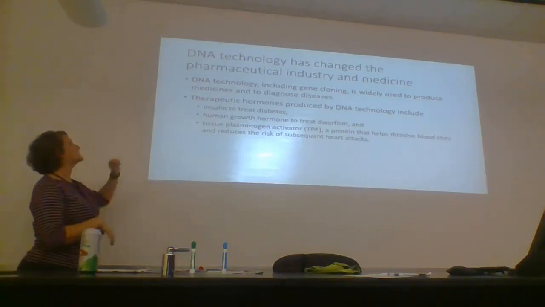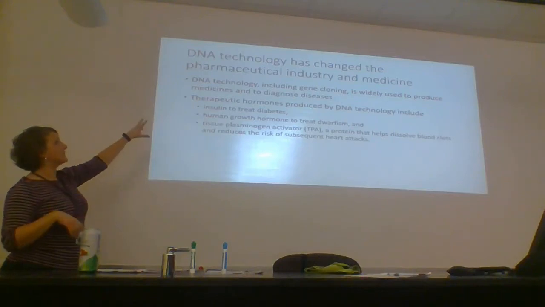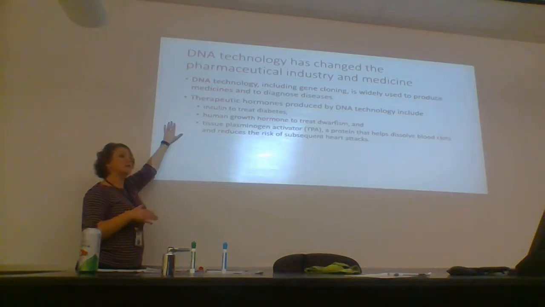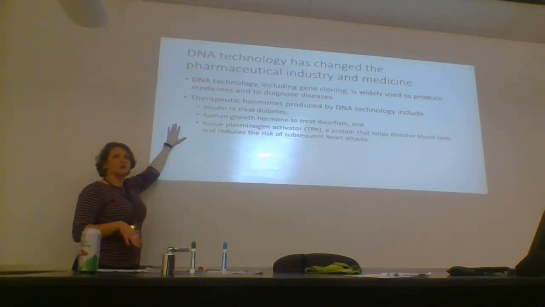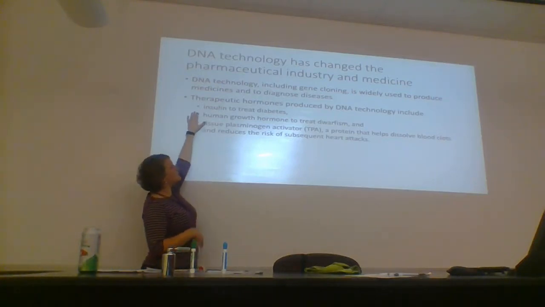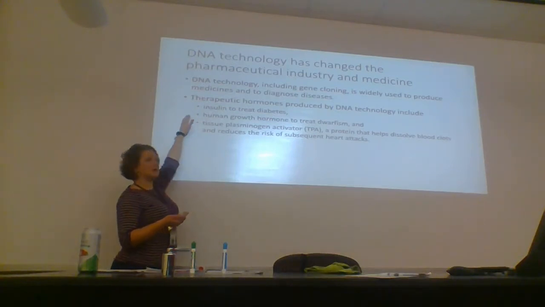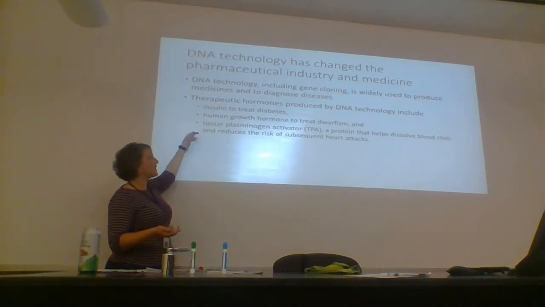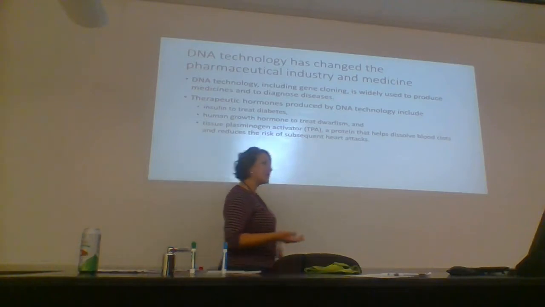So DNA technology has changed the pharmaceutical industry, because with DNA technology and gene cloning, we're able to produce medicines and diagnose diseases. There's a whole series of gene therapy stuff that I don't think we talk about here, but some of the gene therapy work and solving some kinds of genetic disorders come from this. Therapeutic hormones, too, are produced by DNA technology, like insulin, again, and human growth hormone for helping to treat dwarfism. The tissue plasminogen activators can help dissolve blood clots and reduce risk factors for heart attacks.